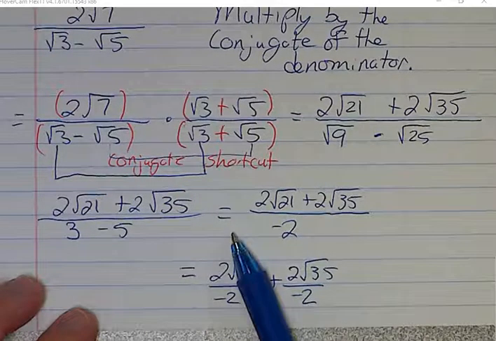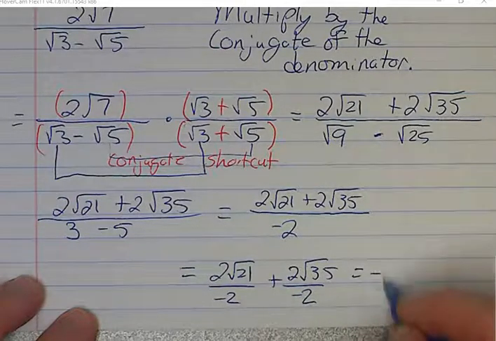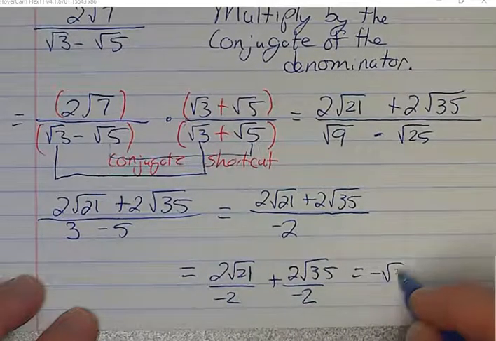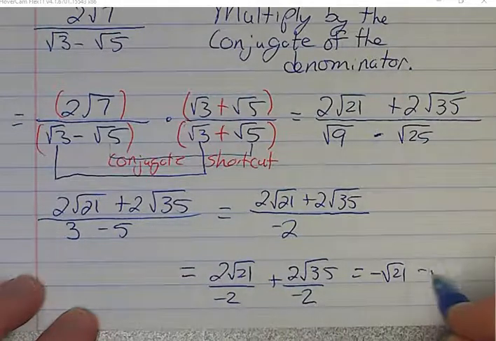And if it was 2 over negative 2, that would just be negative 1. So that's a negative 1. Now in this case we don't need the 1 because we've got the square root of 21. So that's the negative square root of 21. Same thing here. These two 2's will cancel. We're going to have a negative and then square root of 35.